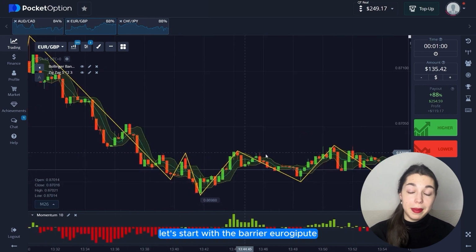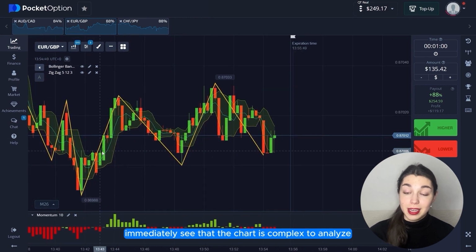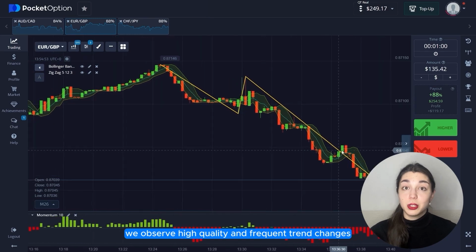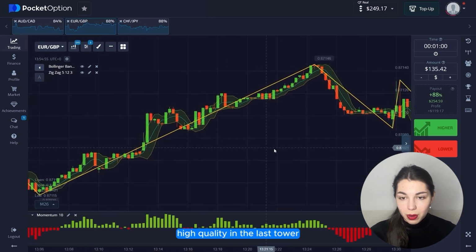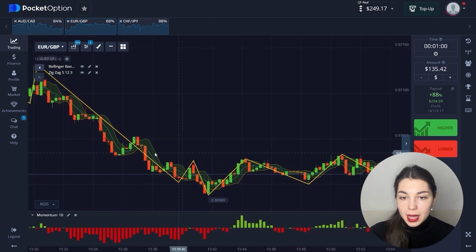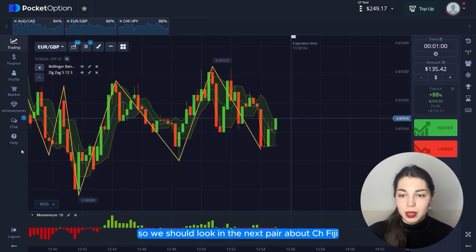Let's start with the pair Euro GBP. We immediately see that the chart is complex to analyze. In some places we observe high volatility and frequent trend changes, particularly high volatility in the last hour. Entering a trade is very risky, so we should look at the next pair.